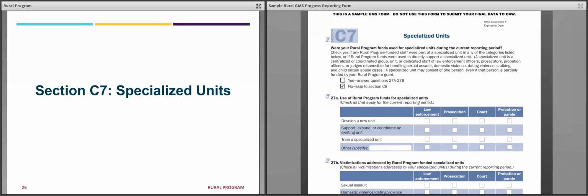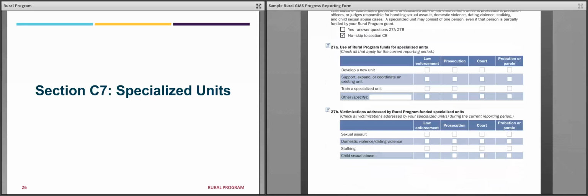For purposes of this form, a specialized unit is a centralized or coordinated group unit or dedicated staff of law enforcement officers, prosecutors, probation officers, or judges responsible for handling domestic violence, dating violence, sexual assault, stalking, and or child sexual abuse cases. Specialized units are within the criminal justice system, and they consist of criminal justice personnel.